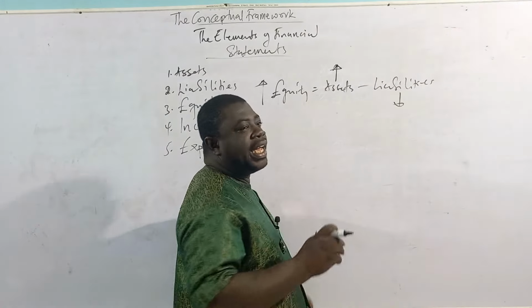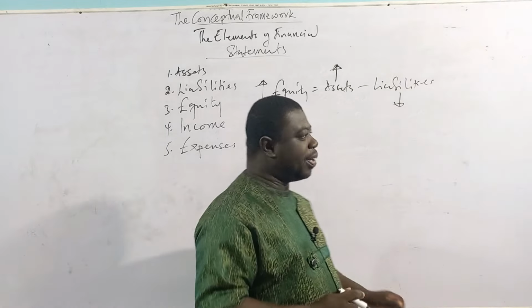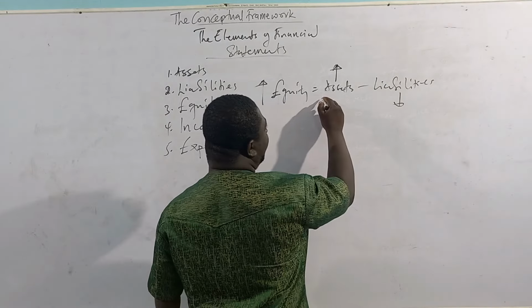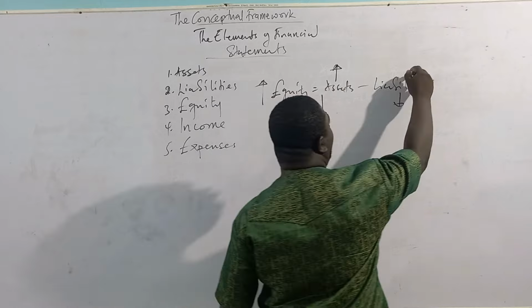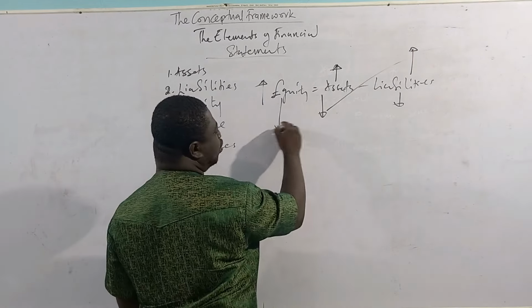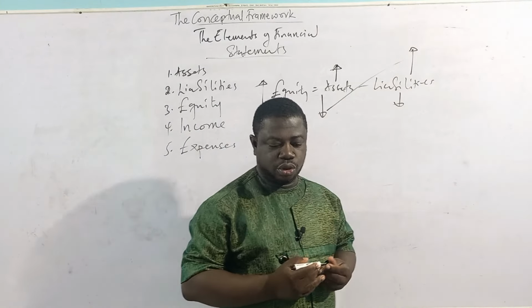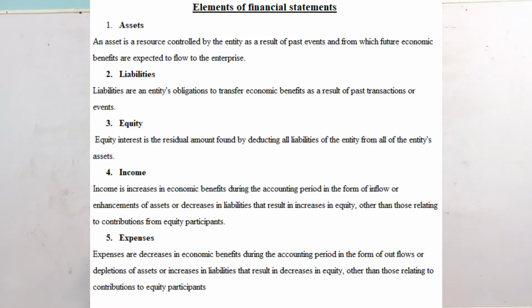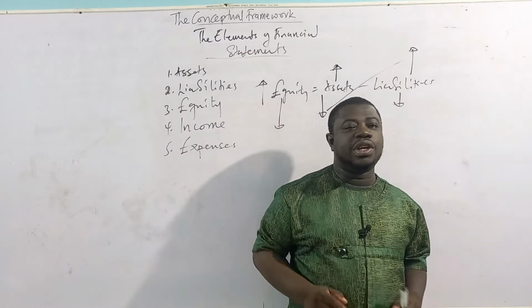This time we are saying that it's going to be an outflow of economic benefit within the year, or it could be a decrease in assets or an increase in liability. And once it's going this direction, it means that equity is also coming down. So if you look at it carefully, decreases in economic benefit during the accounting period in the form of outflows or depletions of assets or increase in liabilities, that results in decrease in equity, other than those relating to contributions from equity participants. That is an expense according to the conceptual framework.